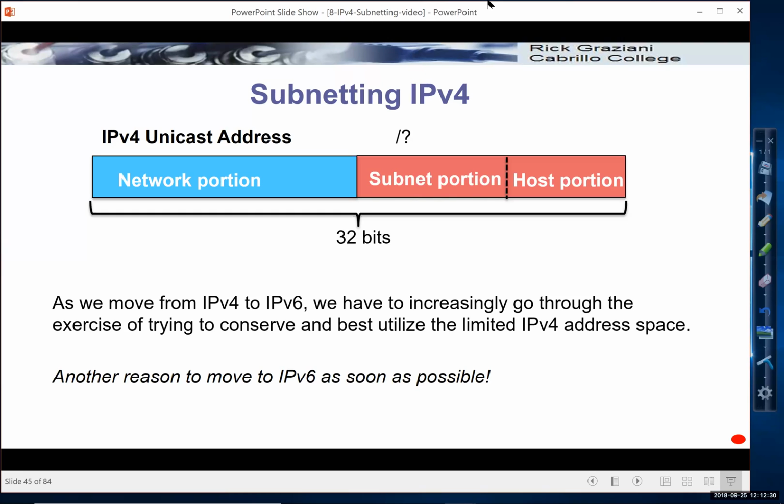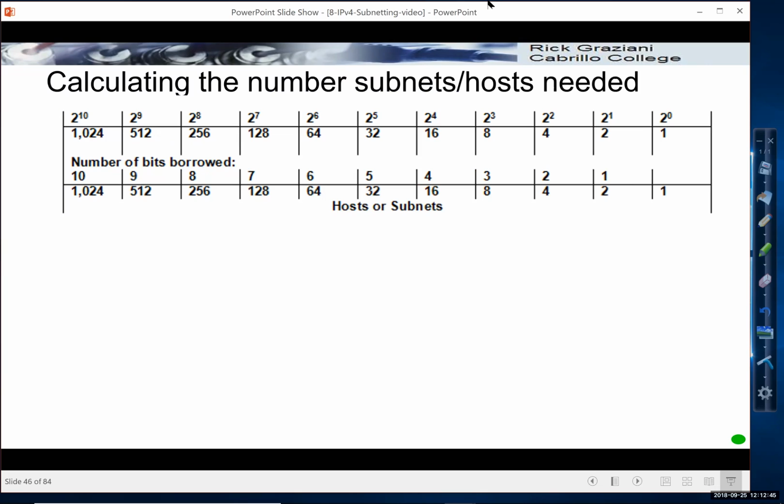In IPv6, we have 340 undecillion addresses, and it makes address planning and our subnetting very, very easy, as you'll see in a later video. All right, so calculating the number of subnets and hosts.